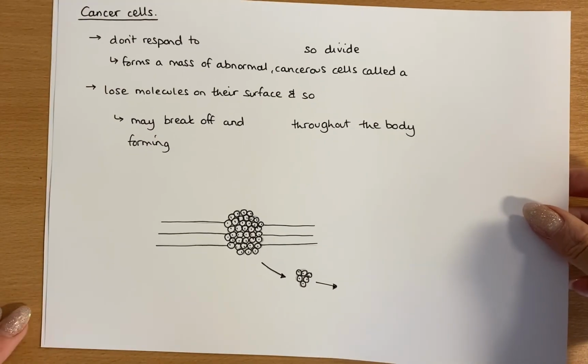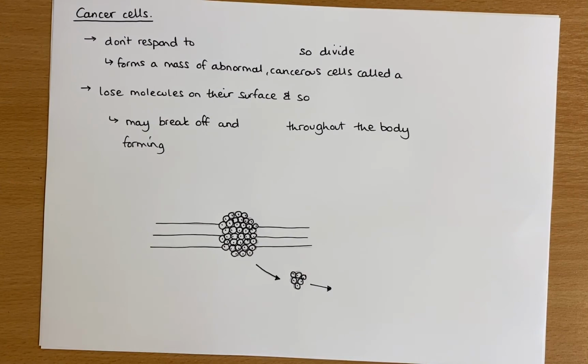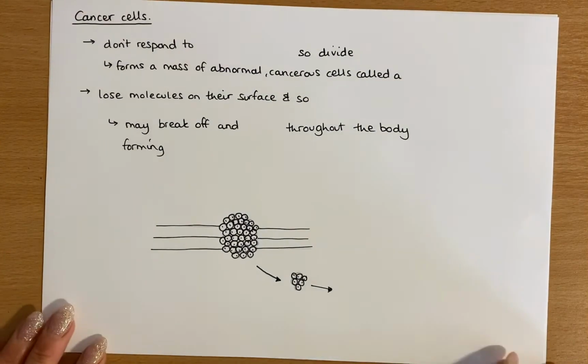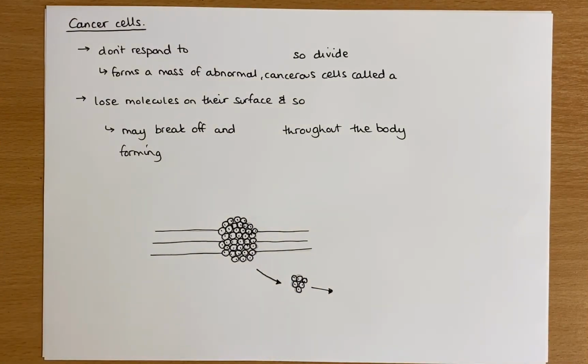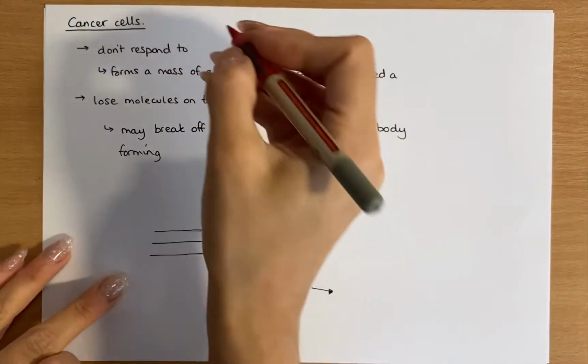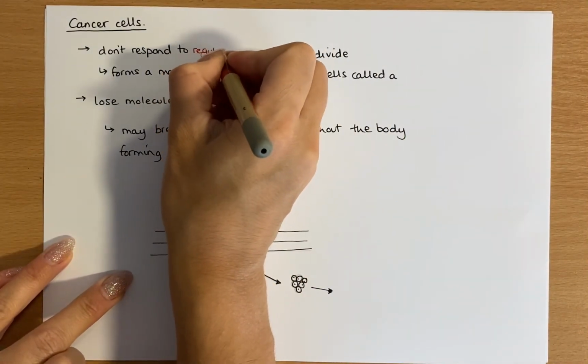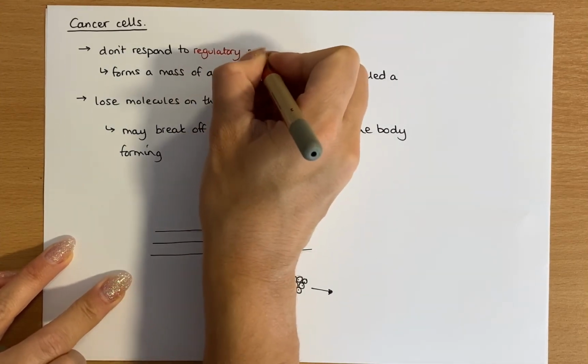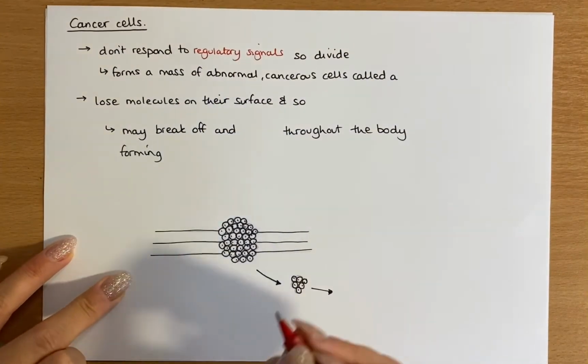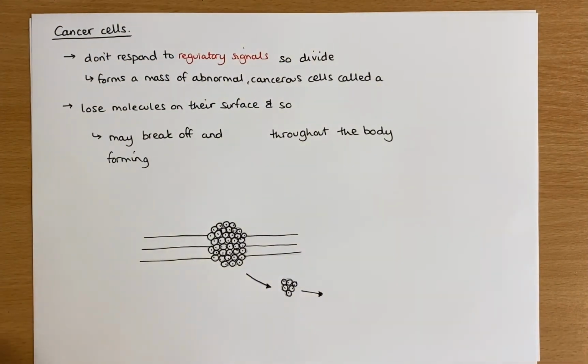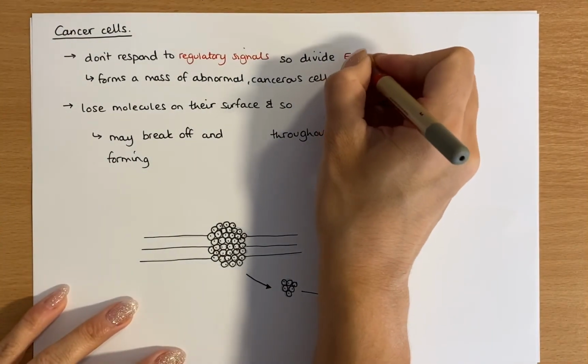And finally, we're on to the very last part of division and differentiation, which is to do with cancer cells. Because we're talking about division of cells in the body, and ultimately sometimes division of cells in the body can go wrong. If cells don't respond to what are called regulatory signals that tell them to stop dividing, they divide excessively.